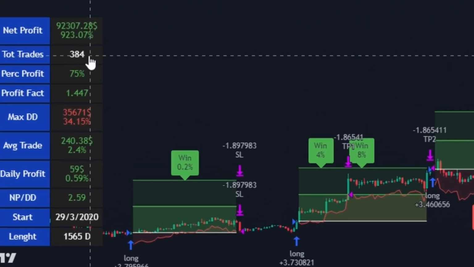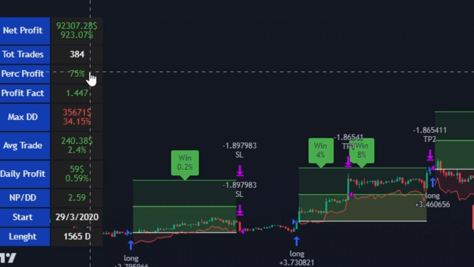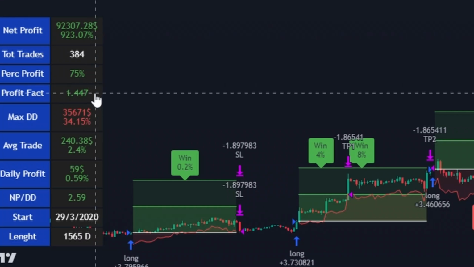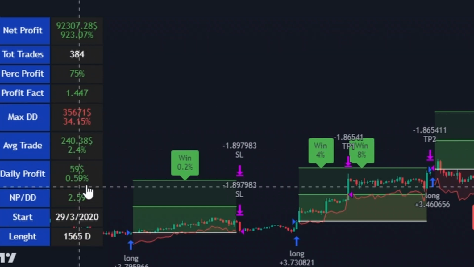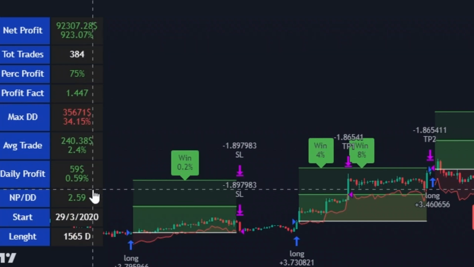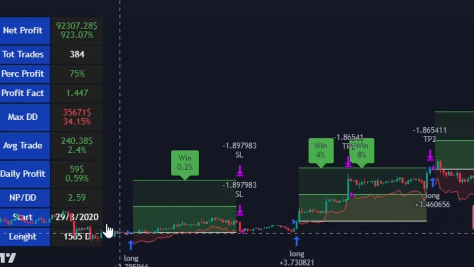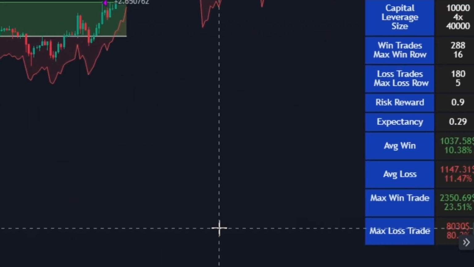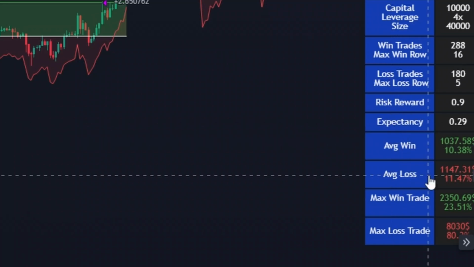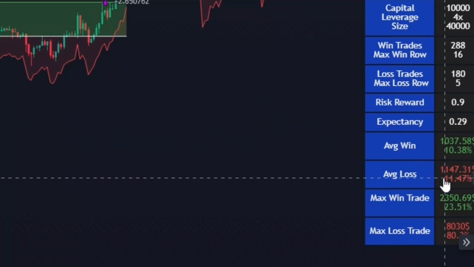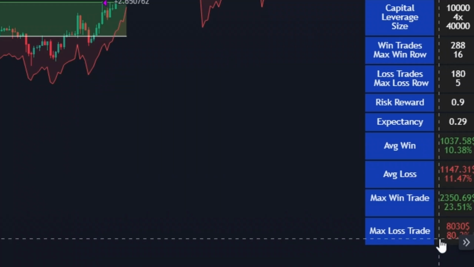923% net profit, 384 total closed trades, 75% win rate, 1.44 profit factor, 34% net profit, 2.4% average trade, 0.59% daily profit, and net profit/drawdown 2.59. We are backtesting a really long period of time, around 5 years of data, max win row 16, max loss row 5, 0.9 risk reward, and expectancy 0.29. We have an average win of 10.38 and an average loss of 11%, max win trade 23% and max loss trade 80%, which is pretty high.